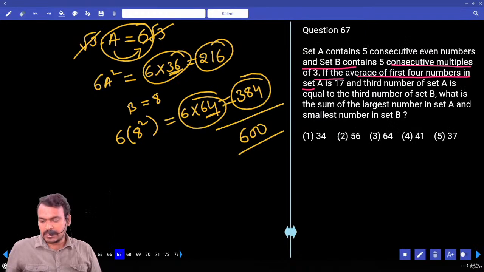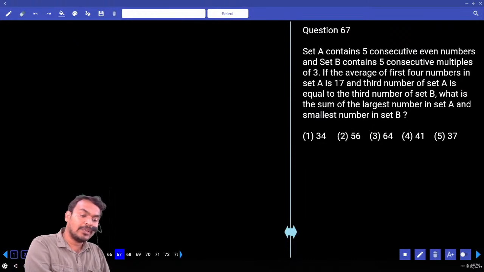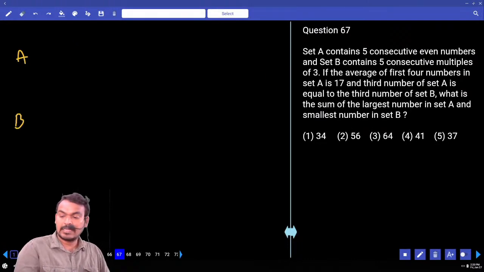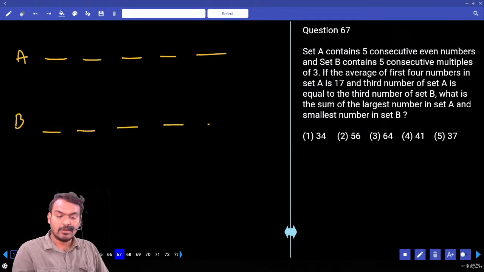Next question number 67. Set A contains 5 consecutive even numbers or odd numbers? Even numbers. Set B contains 5 consecutive multiples of which one? 3. If the average of the first 4 numbers in set A is 17, and the third number of set A is equal to the third number of set B, what is the sum of the largest number in set A and the smallest number in set B? How many sets are there? 2 sets. Set A has 5 consecutive even numbers or odd numbers? Even numbers. Set B has 5 consecutive multiples of 3, or not?